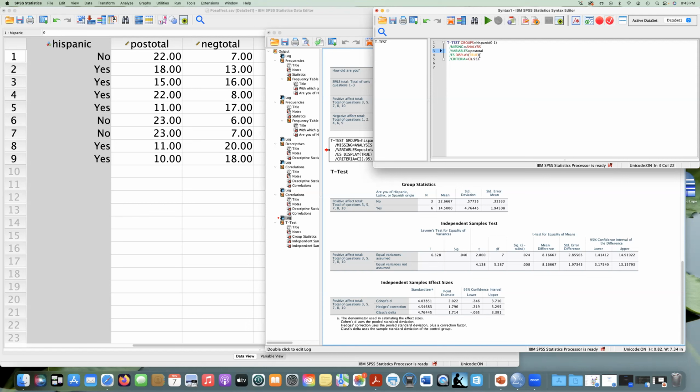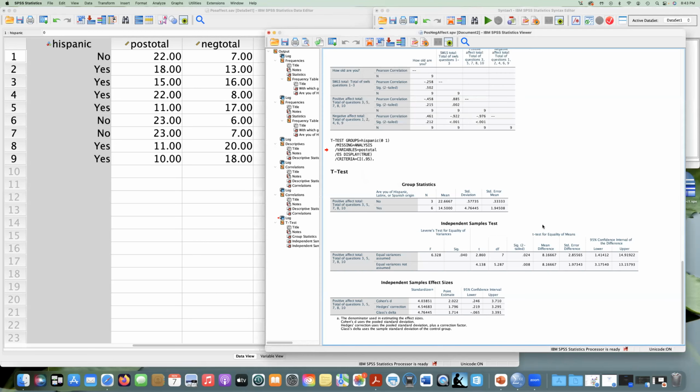And then we wanted the effect size, which is Cohen's d in this case. So we say effect size ES and then display, and then true just means yes, we want to display the effect size. And then the criteria for our confidence interval is 0.95. We are going to talk more about confidence intervals later, but 0.95 is the standard. So this is just something that we include in the analysis.